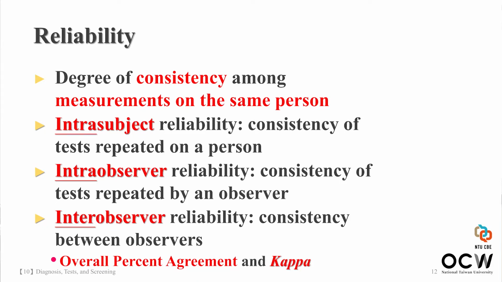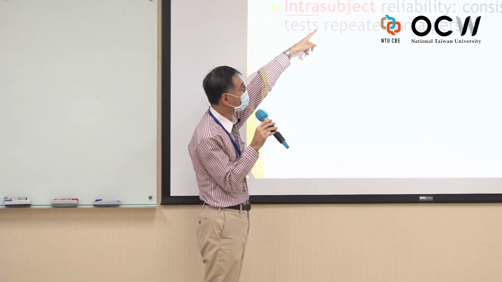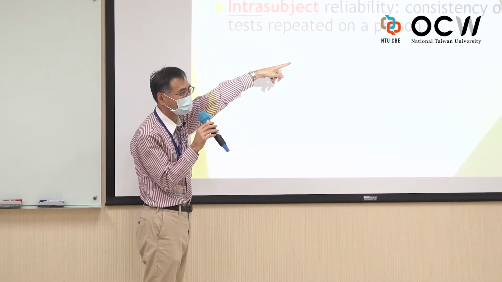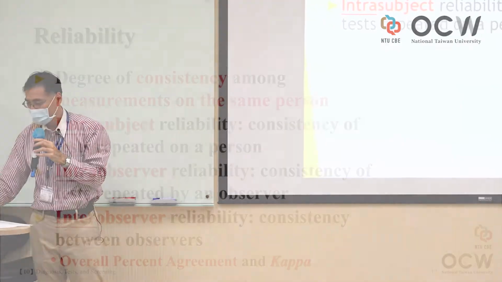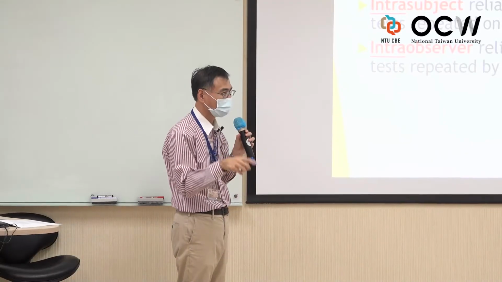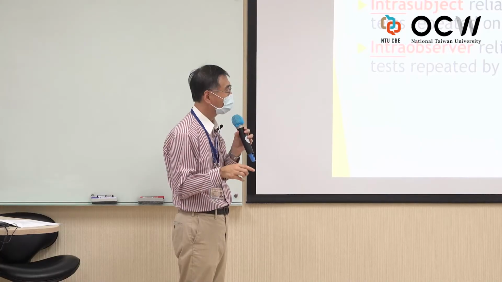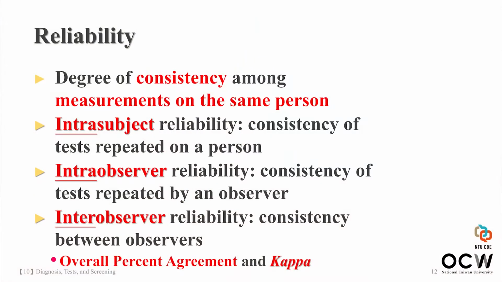If we are talking about the consistency of the test repeated on a person, that's intra-subject reliability. Intra-subject is that person. Or if we are talking about the consistency of tests repeated by an observer, the same examiner, it could be a physician or nurse, then the reliability is so-called intra-observer reliability.